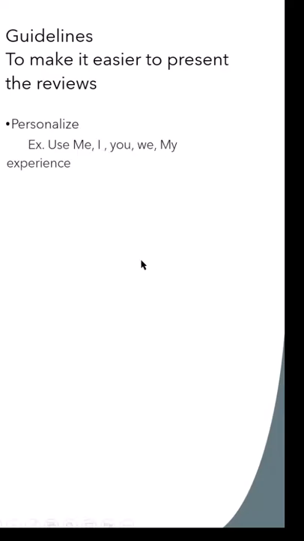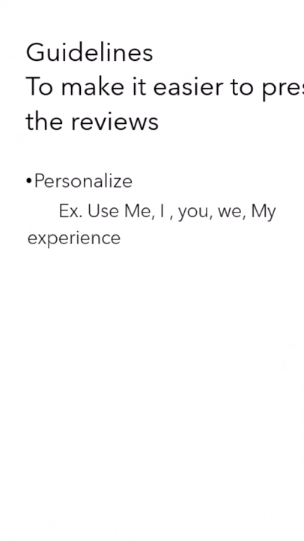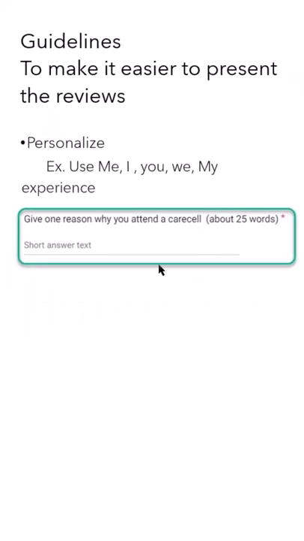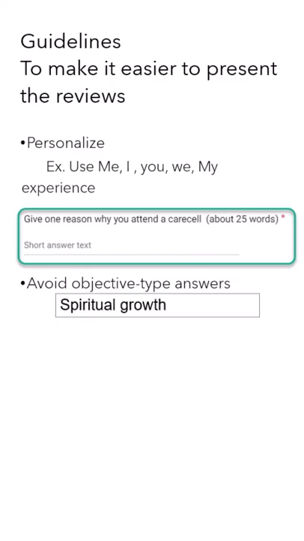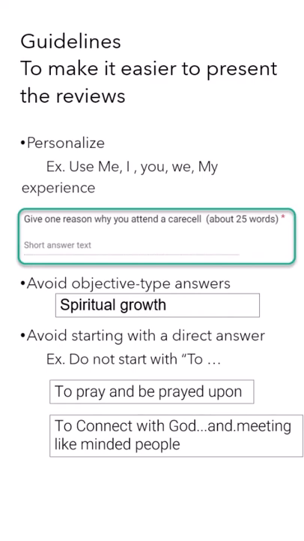First thing that I want to say is try to personalize. Try using more of me, I, you, we, my experience. Instead of being general, try to keep it more personal. For example, if you have a question like give one reason why you attend a Carecell, the answer to this should not be an objective type like spiritual growth. Don't just answer spiritual growth. Write a sentence, personally, like you can say something like I go there to connect to people, or a Carecell helps me to connect with people. I'll give you examples later.